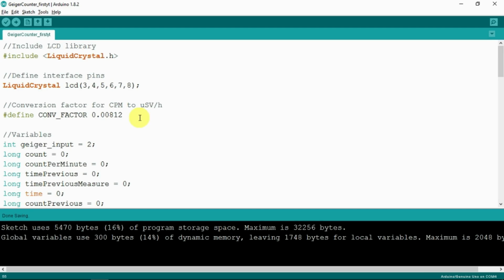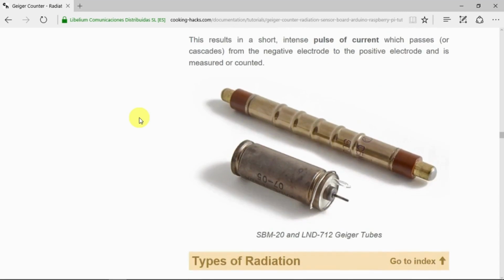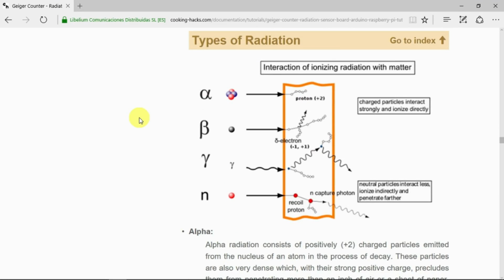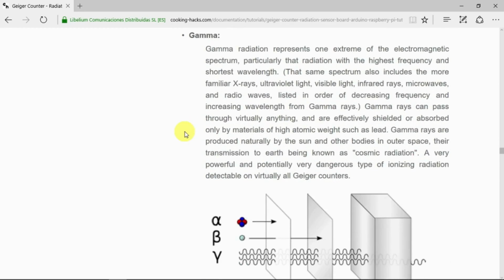Now, as I mentioned, there was a very good web page that has a general description of how the tubes work, what they look like, and the types of radiation. It should be noted that the tube I'm using cannot detect the alpha waves. They're just too low in strength, and even a piece of paper will block those. So we're only going to be detecting the gamma and beta rays. So it tells you a bit about that sort of thing there.